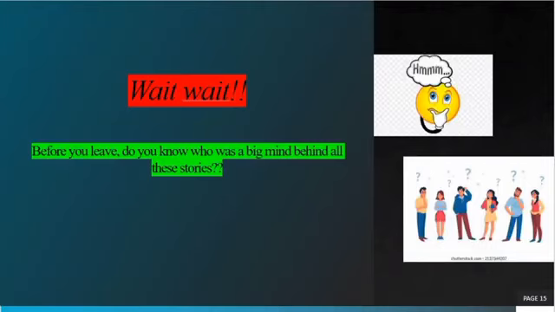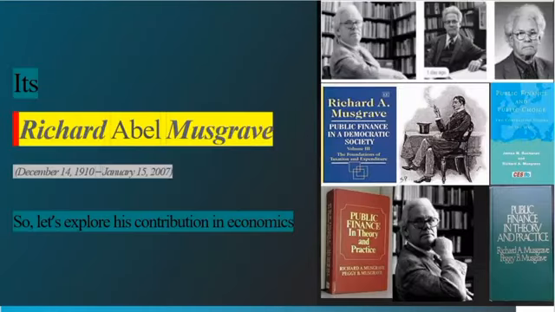Wait. Before you leave, do you know who was the big mind behind all these stories? It's Richard Abel Musgrave, December 14, 1910 to January 15, 2007. So, let's explore his contribution in economics.